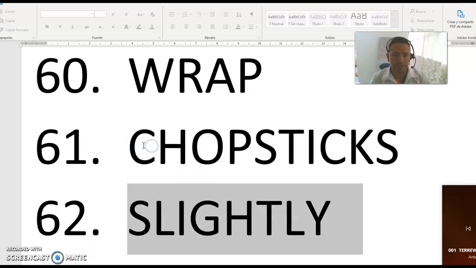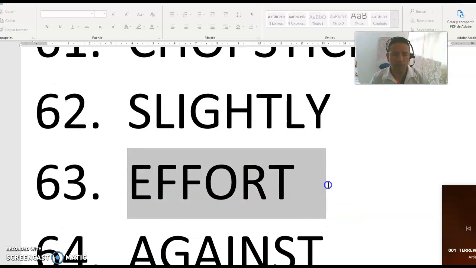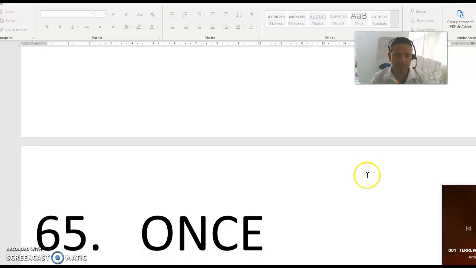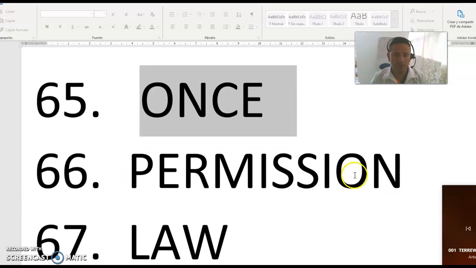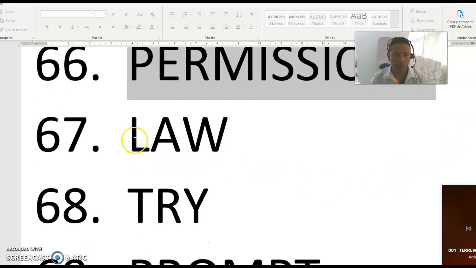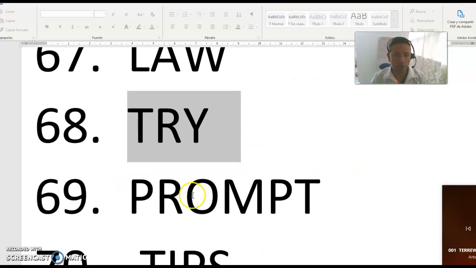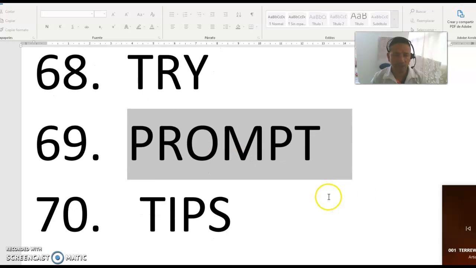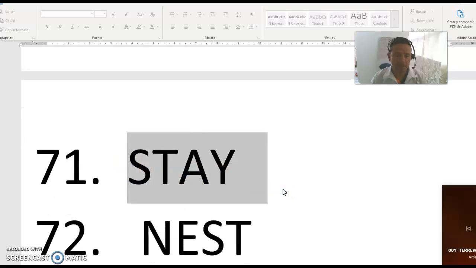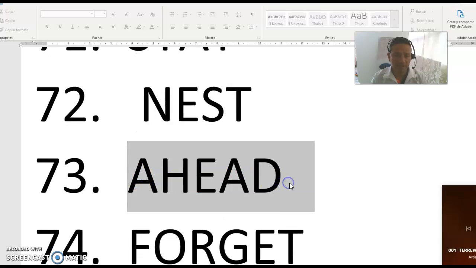Okay, let's continue. Slightly, slightly, effort, effort, against, against, once, once, permission, permission, low, low, try, try, front, front, tips, tips, stay, stay, next, next, head, ahead.